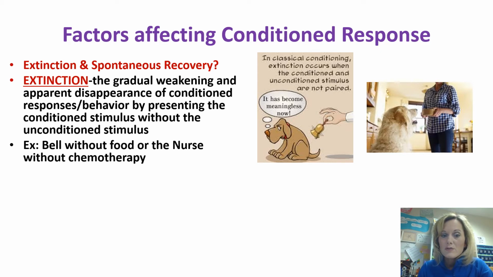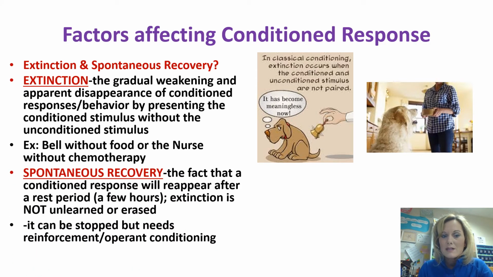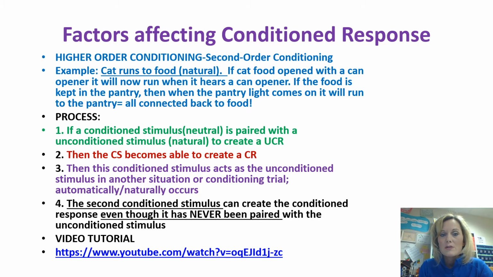A bell without a food, so nurse without chemo. If the nurse disappears and you get another nurse, then it's going to take a while for somebody to pair another nurse with the chemotherapy. So that can have extinction. There can be a weakening of that. It can come back in that spontaneous recovery, the fact that a conditioned response can reappear after even a few hours. It can come back even a few days later. Extinction is not unlearned or erased, especially when it's something so strong. It's in that long-term memory somewhere, okay? So those are 4 really important vocab words you need to know for classical conditioning.